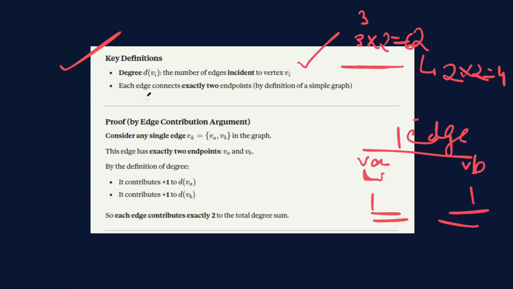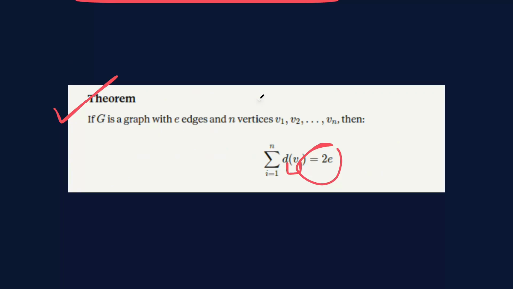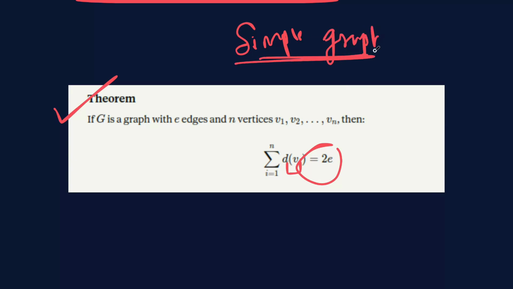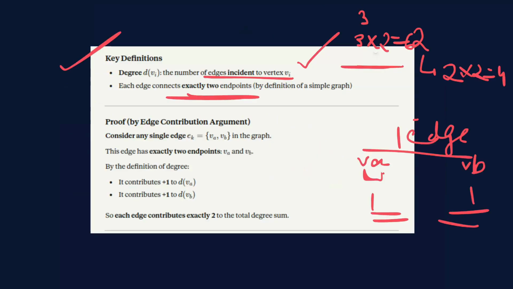Here, first we write what degree means: the number of edges incident to a particular vertex. Then we say each edge connects exactly 2 endpoints. For each edge there will be exactly 2 vertices, or 2 endpoints, when you are considering a simple graph. Simple graph means there are no parallel edges and no loops. Such graphs are what we are going to consider here.